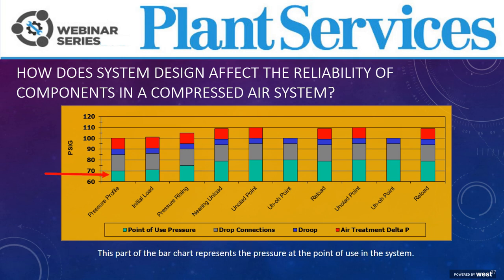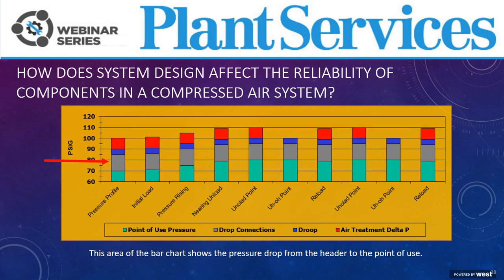All of these bar graphs show areas that we were measuring. The lower part shows you what the actual point of use pressure was. When we started measuring, the control range of the compressor was from 100 to 110 psi, but the point of use was only getting 70 psi.